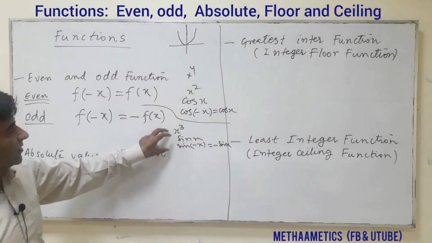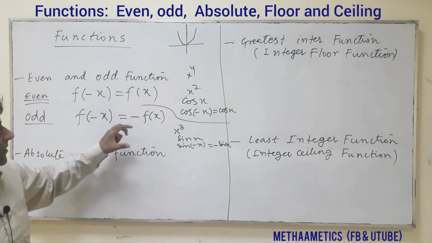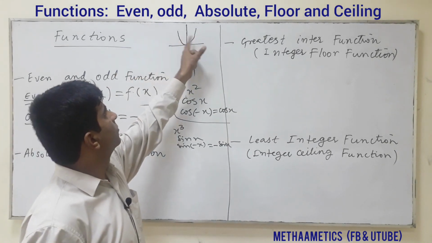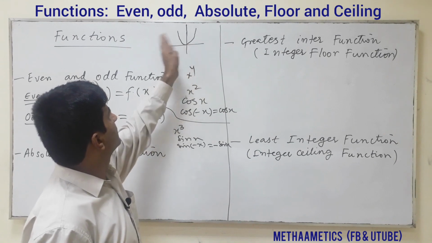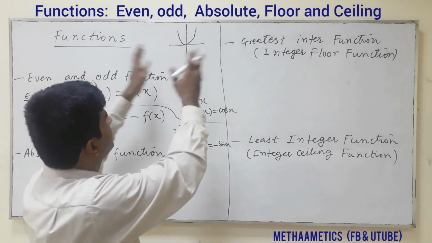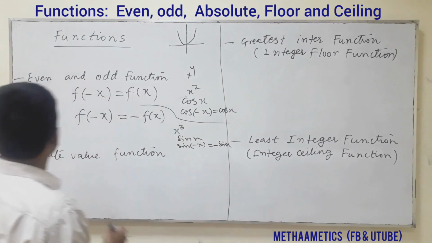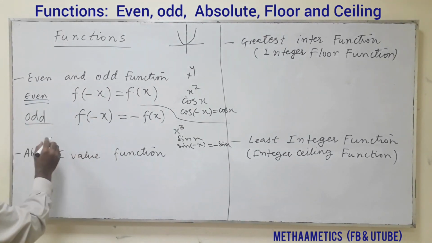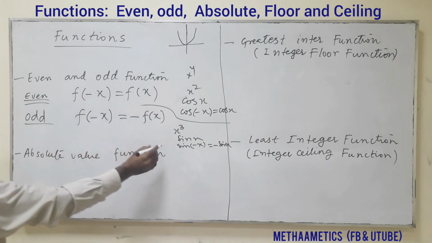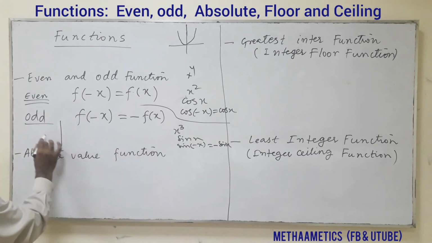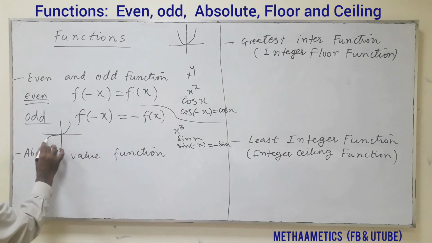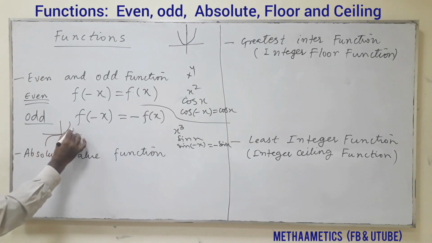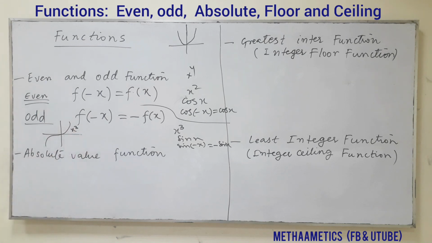An even function is symmetric. Symmetric means both sides from the y-axis are the same, on the left side and the right side. That's symmetry. And an odd function is symmetric about the origin. For example, see the graph of x cube, the graph of x cube is in this way. It is the function of x cube.